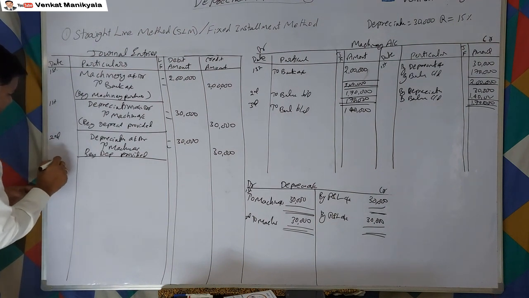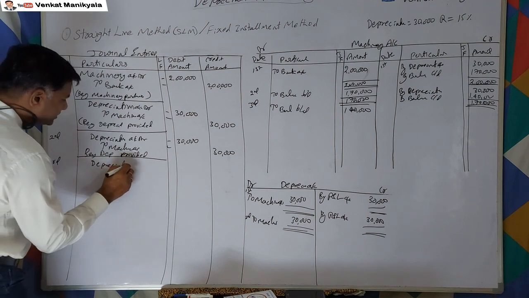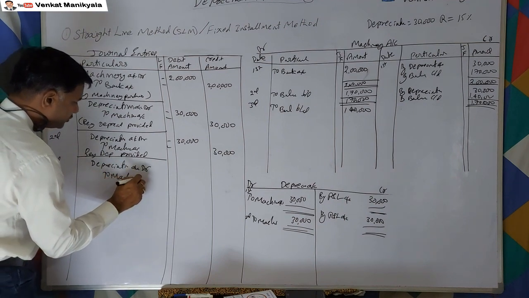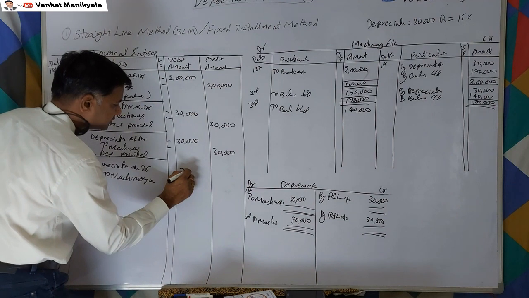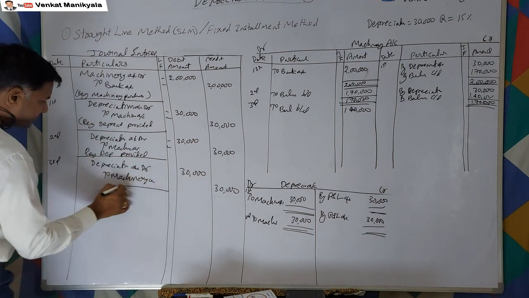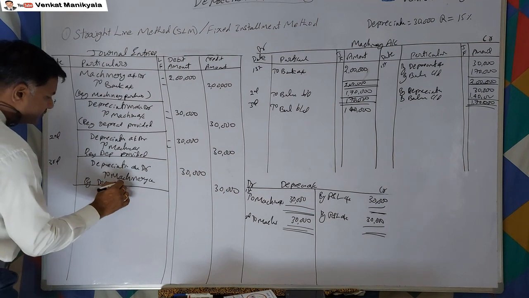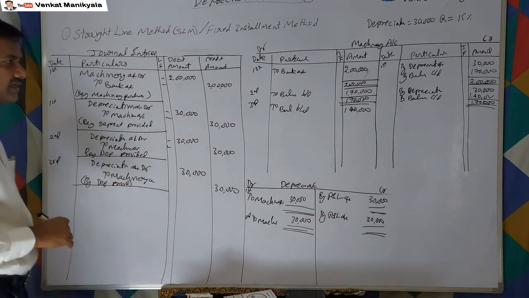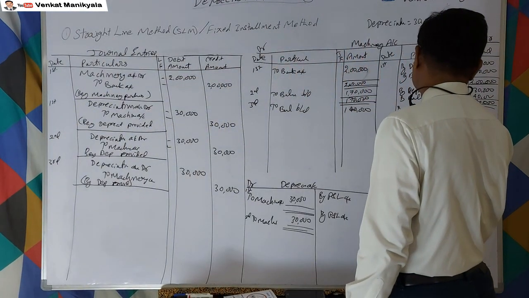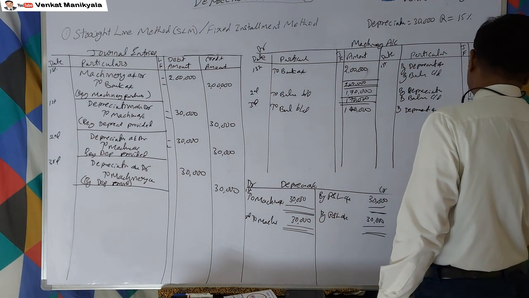The third year, the same thing: depreciation account debtor to machinery account, to machinery account 30,000. See here how simple it is. In the straight line method, it's very simple. Being depreciation provided, right? Everything remains the same. So here we have to post in the third year, by depreciation. Depreciation account is 30,000, right?